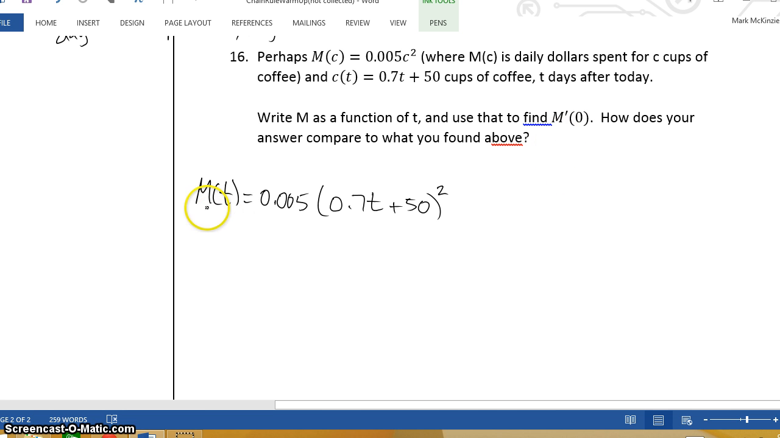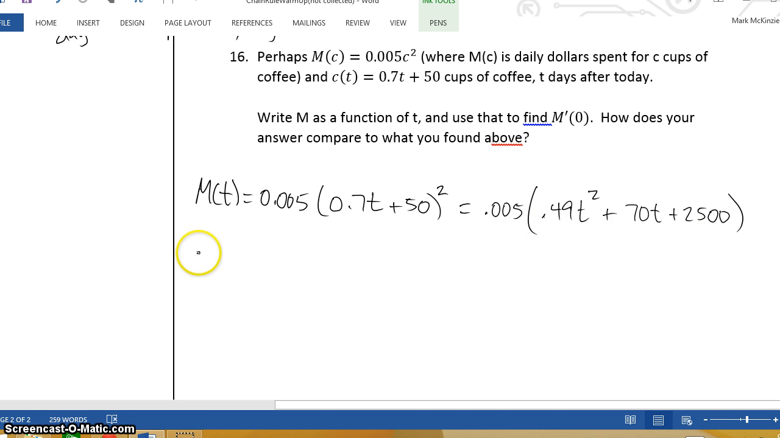So if you do the substitution, m as a function of t is 0.005 times the function c squared, and here I've replaced c with what it is in terms of t. If I wanted to go and take the derivative without using the chain rule, I would need to multiply this out. So first square the binomial and then multiply by 0.005. If I square 0.7t plus 50, I end up with 0.49t squared plus 70t plus 2500. And now I have a constant multiplied by a polynomial.